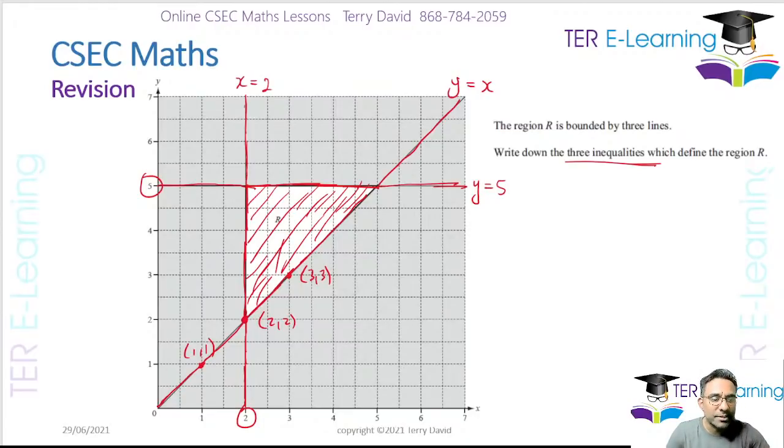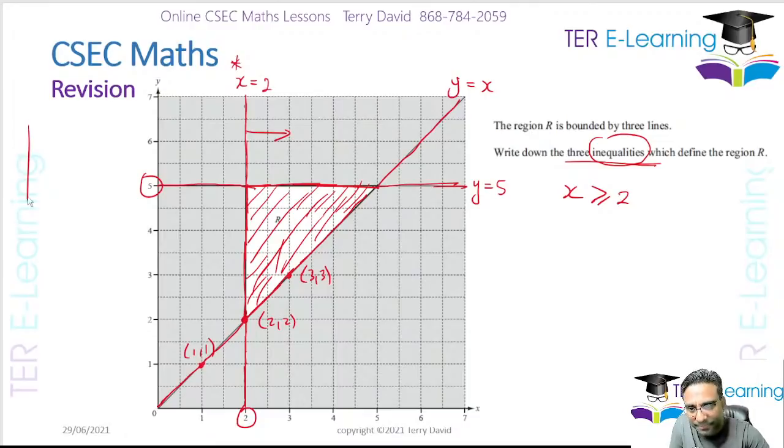So here's what the inequality is going to look like. They said, look at the word there, inequalities, not equations. So here's my first inequality. If you're looking at this line here, the line x equal to 2, that region R actually lies to the right-hand side. So if it's on the right-hand side, that inequality is actually x is greater than or equal to 2.